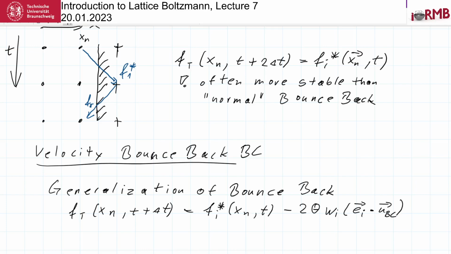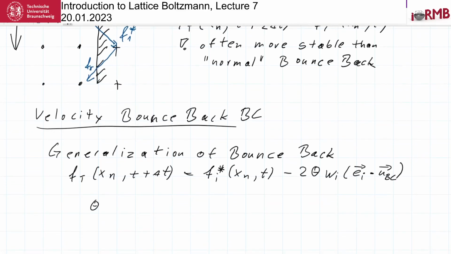Yeah? So this theta is the speed of sound squared in principle. This is this 1/3. And w_i are the lattice weights. And with this modification, you can specify any velocity that you want using the boundary condition. And this also works for some modifications.